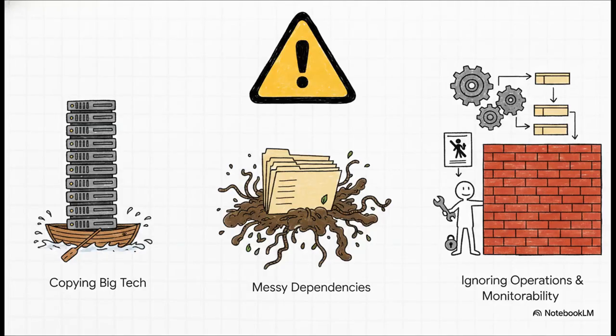Before we finish up, we have to call out some fatal mistakes. The absolute biggest one, copying Netflix or Google on day one when you literally do not have their scale of problems. Also, just making a bunch of neat folders does not mean you have an architecture if your code dependencies are still a total mess. And if you ignore operations, if you can't easily deploy or monitor your system, your architecture is just incomplete.